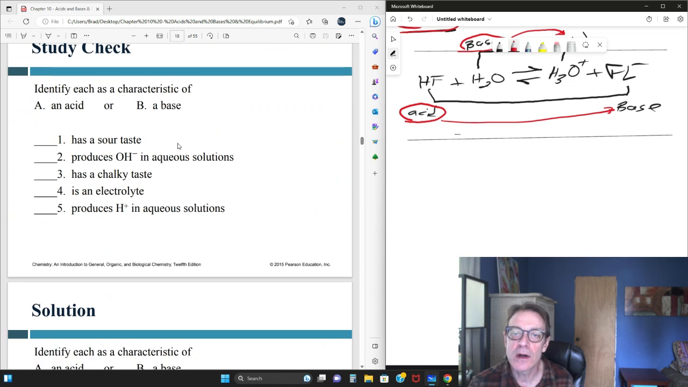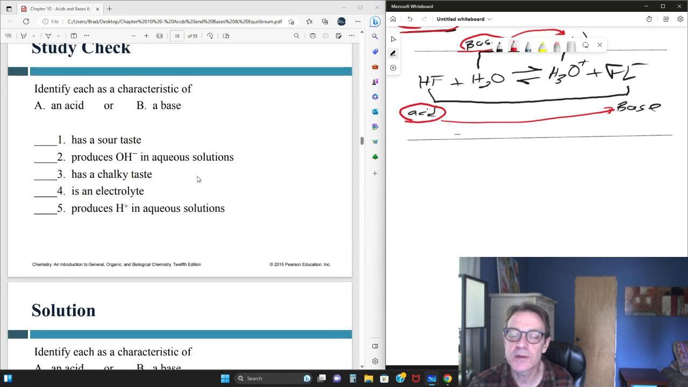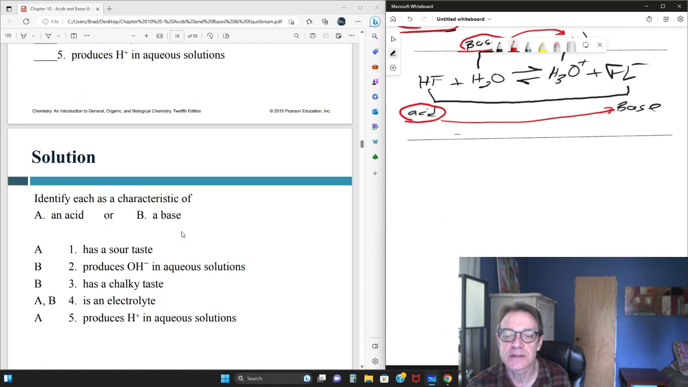Sour, yeah, acids are. Bases would make a hydroxide, and chalky tasting are bases. Washing your mouth out with soap, I guess. Both of them form electrolytes, like we saw when we were looking at solutions, and if it produces protons, of course, that is an acid.